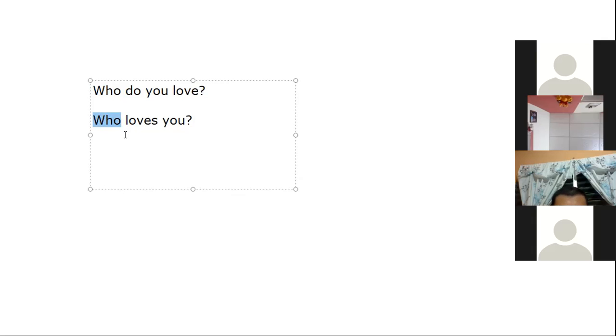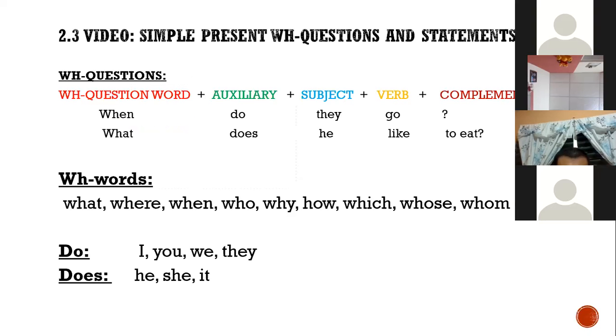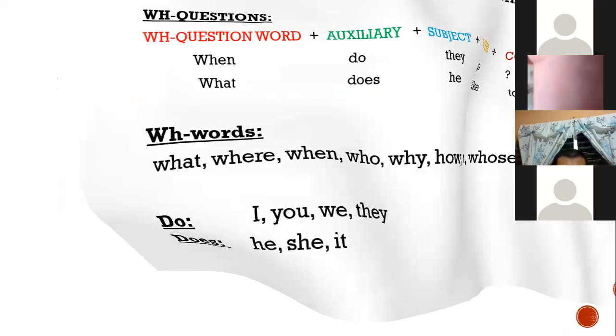Okay. Any question? Okay, now let's come back. Right? So I repeat the answer. Vamos a usar el auxiliar do en todas las preguntas, en todas, a excepción cuando usamos who y who es el sujeto, ¿ok? Good. Now let's continue, please.